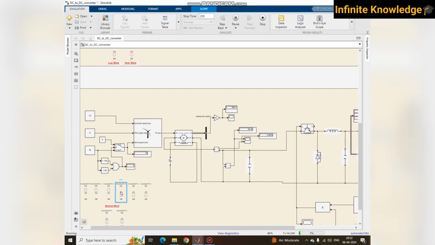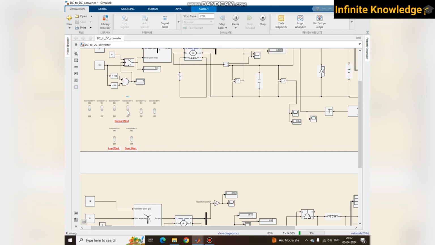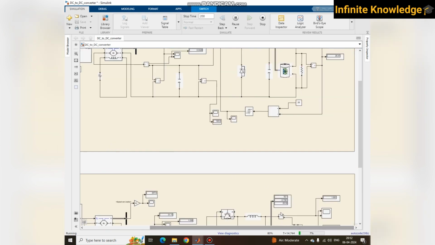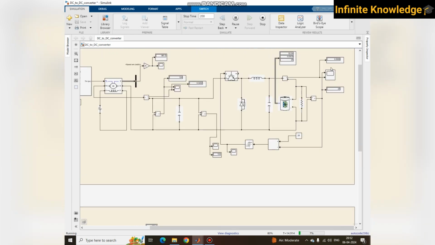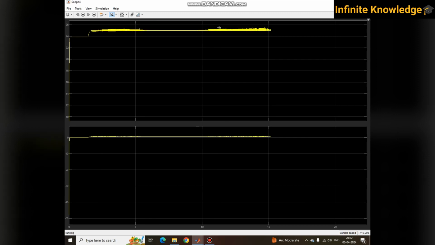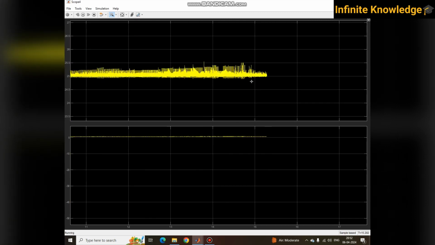Now again I have increased my wind speed to 90 meters per second, at the upper side also I have increased it to 90 meters per second. I am getting some high ripple in the output. You can see there is some ripple. Slightly high ripple we are getting, but after some time it comes to a minimum.